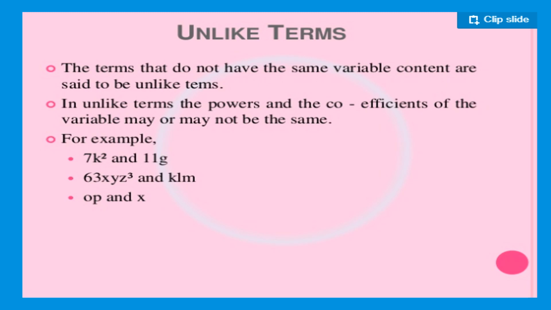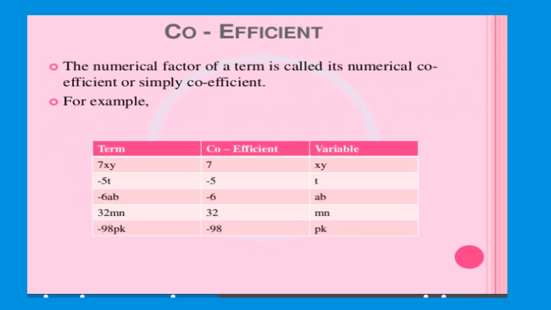In unlike terms, the power of the coefficient of variables may or may not be the same. For example, here, 7k² and 11g: here it is k, here it is g. So the variables are different. So, these are called unlike terms.